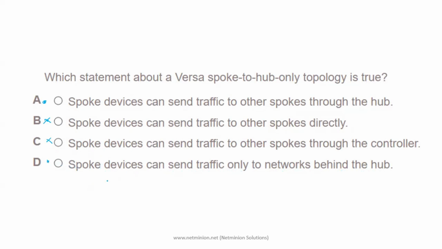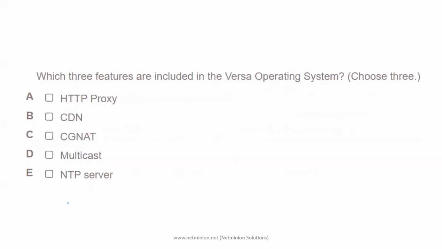So why not A? That is my question. Because it is up to the spoke only. So it won't be A, it will be D. Getting my point? Okay, good.